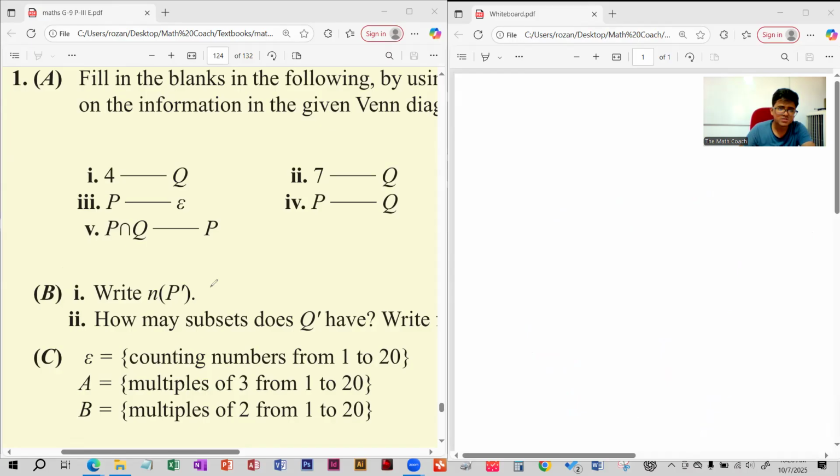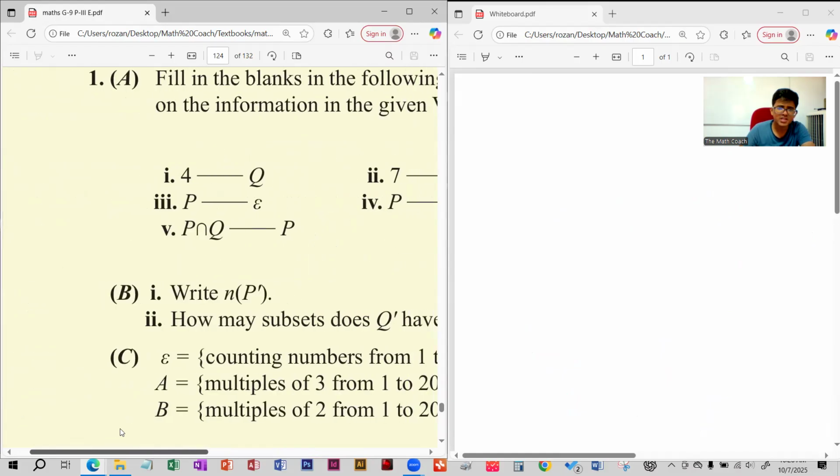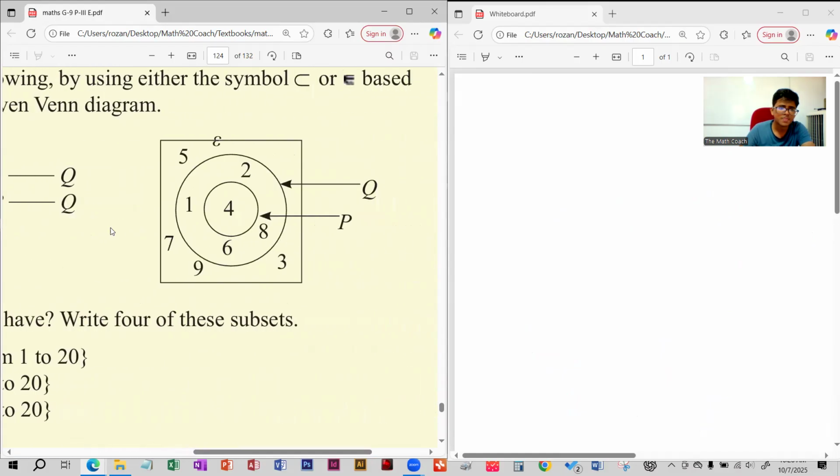Now let's look at here. So write NP. N means number of, right? They're asking us to find NP complement. Okay, that's easy. What we should do is just count the numbers, how many numbers are there. That's all you have to do, right?